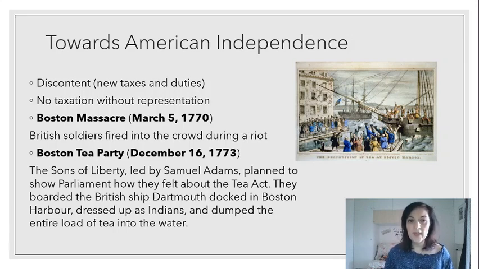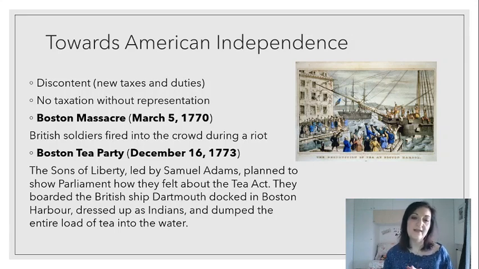When we speak of party here, we don't mean a real festa. But here again there was a protest. This tea party was a kind of riot, a kind of protest. A huge group of rebels who were called the Sons of Liberty, led by their leader Samuel Adams, decided to protest against the Tea Act.